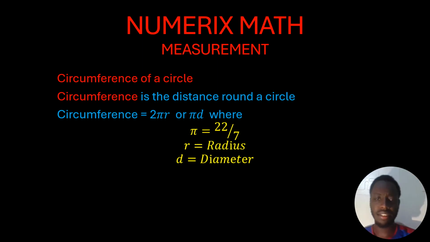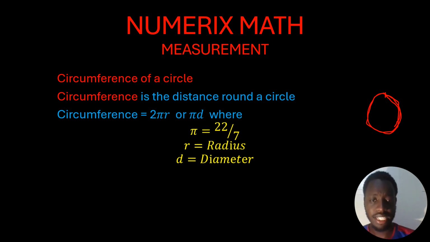So circumference is the distance around a circle. When we talk about circumference, it is the distance from here going around the circle. This whole distance is called circumference. The difference between circumference and perimeter is that perimeter is used for straight objects, while circumference is used for circles.